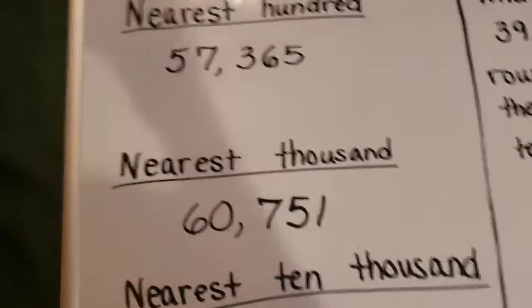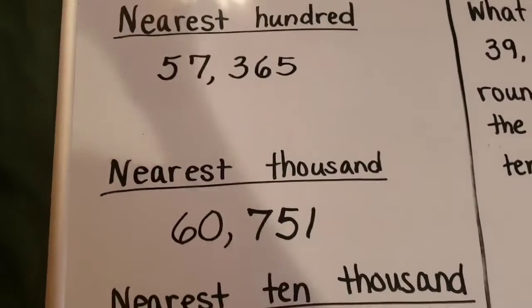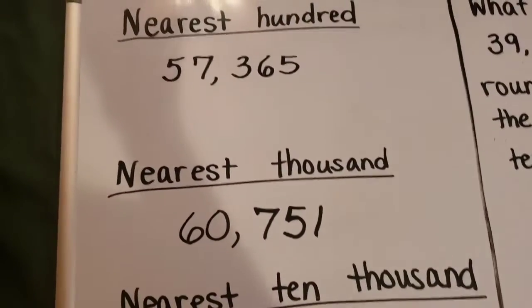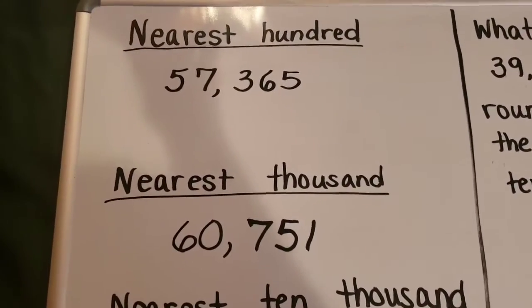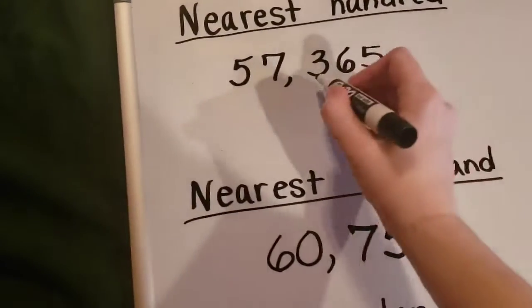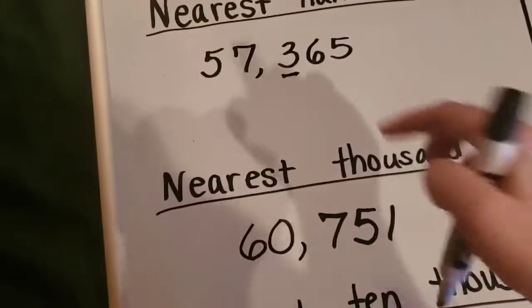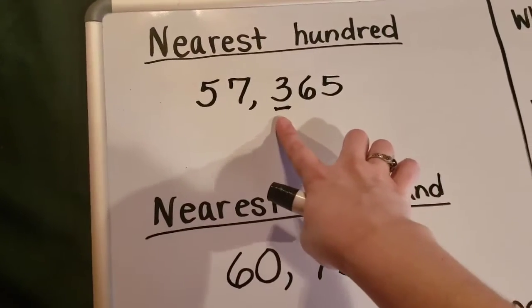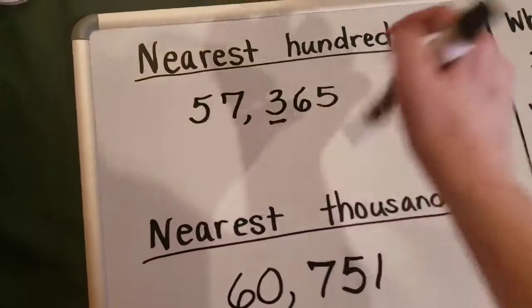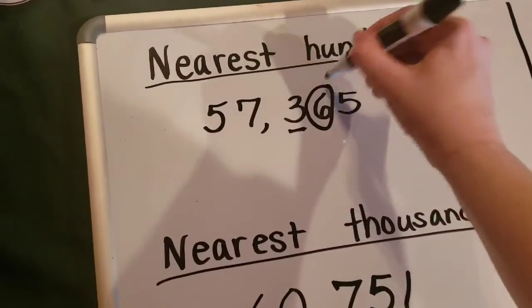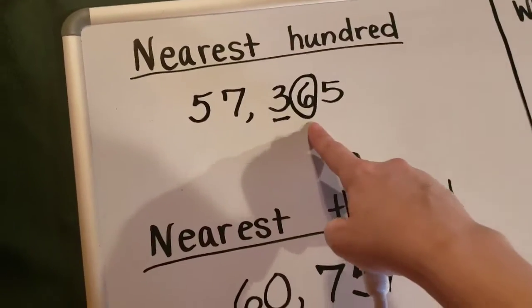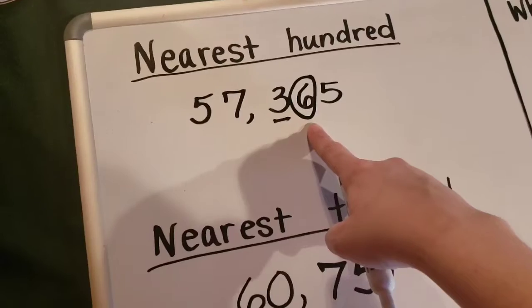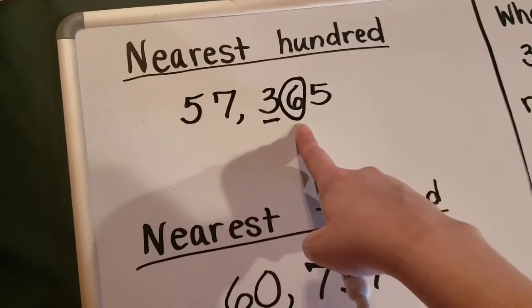So this number, 57,365, I have to find the hundreds place. It might help if I read the number out loud. I might hear how many hundreds are in it. 57,300. So that tells me the 3 is in the hundreds place. Again, I can also count from the ones place, tens place, hundreds place. So I underline the rounding place, circle the number next door. Now I think about this number next door. Think about that rhyme. 5 or more, raise the score. 4 or less, let it rest.